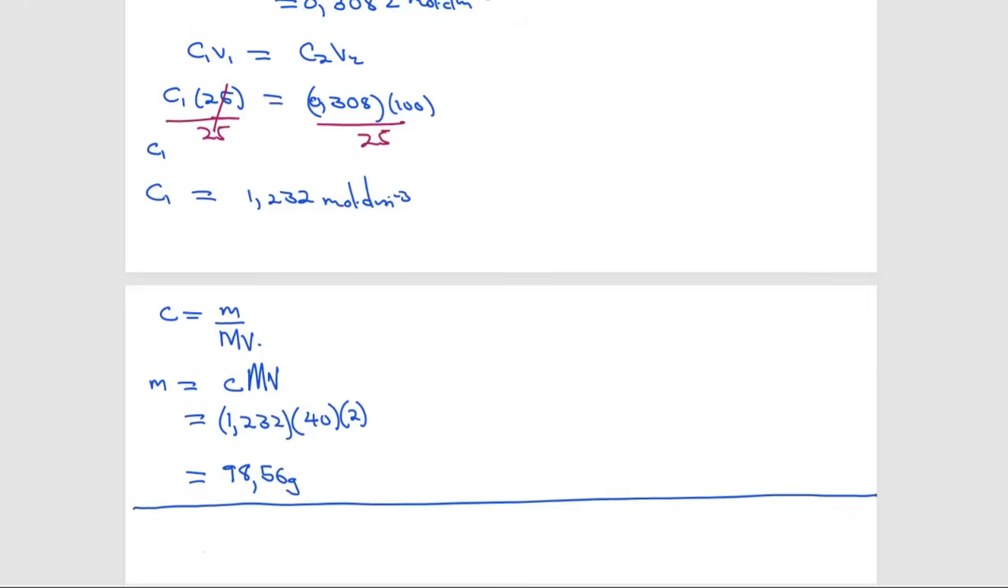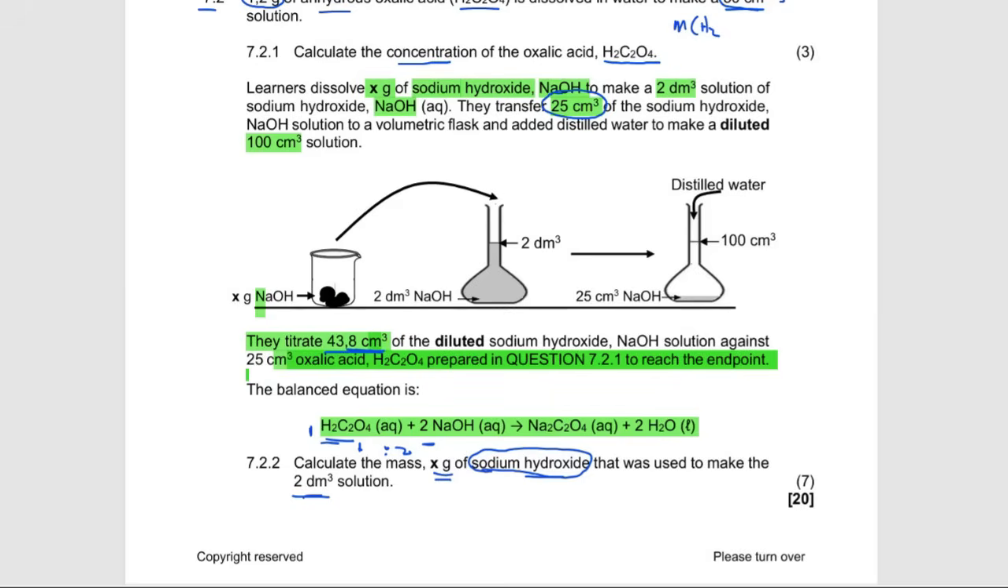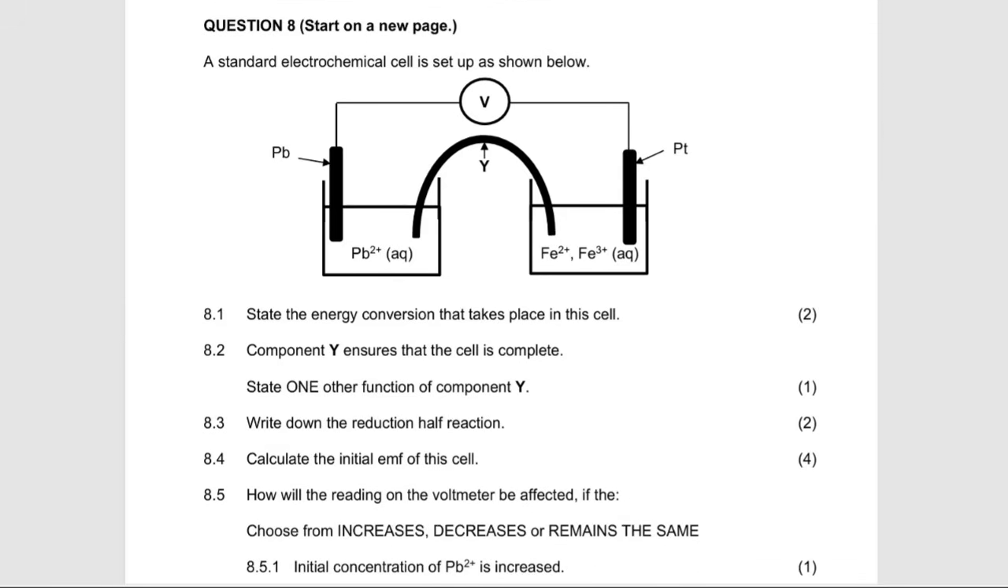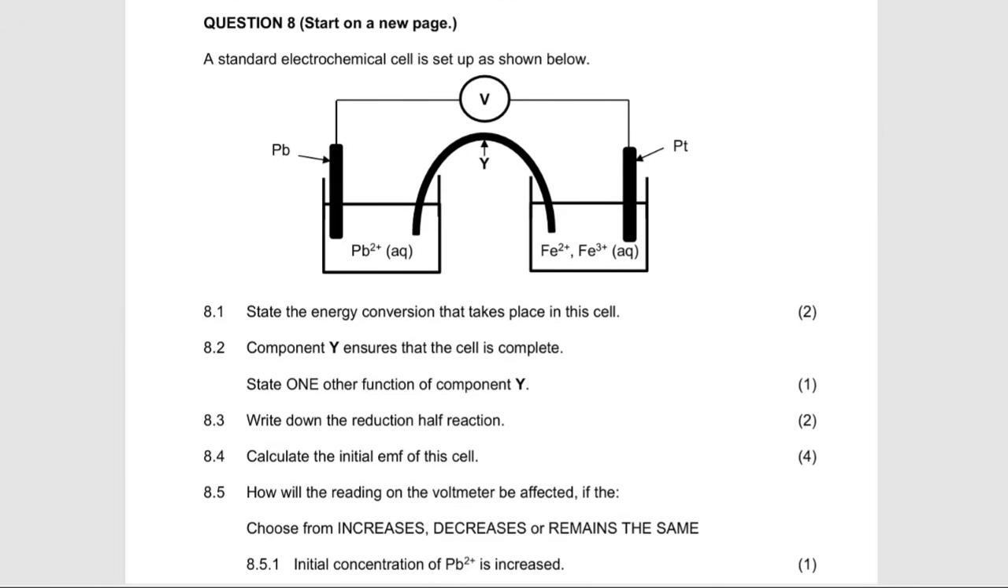Then moving on to the next question, which is question number 8. Question number 8 says a standard electrochemical cell is set up as shown below. State the energy conversion that takes place in this cell. So we're supposed to look at the type of cell. Here we're told it's a standard electrochemical cell, so in terms of our energy conversion, it is chemical to electrical, right?